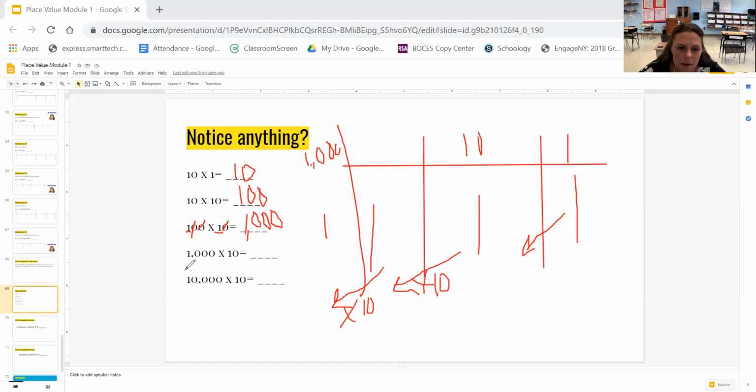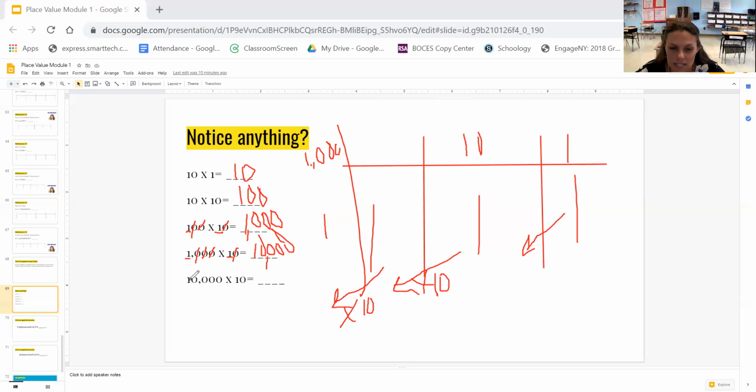So let's try this next one. We have 1 times 1, which is 1. I have 1, 2, 3, 4 zeros. So let's add them. 1, 2, 3, 4 zeros. Slide. Sorry. And it would be 10,000. Kind of gives us the pattern down here.